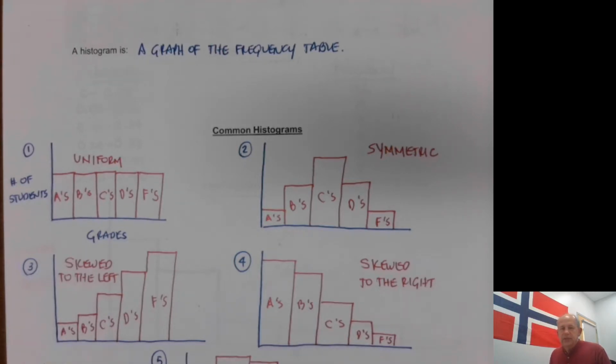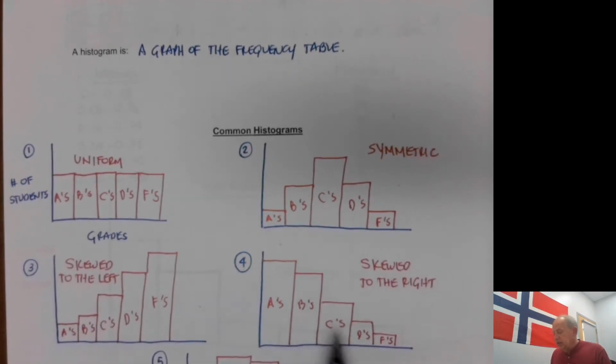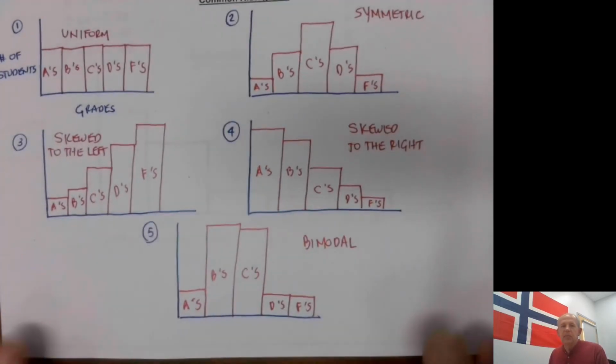Here's the class that's the GPA booster that's skewed to the right. There's a lot of A's, a lot of B's. C's, D's, and F's sort of fall off. That is skewed to the right. That's the class you want to be in for the GPA booster.